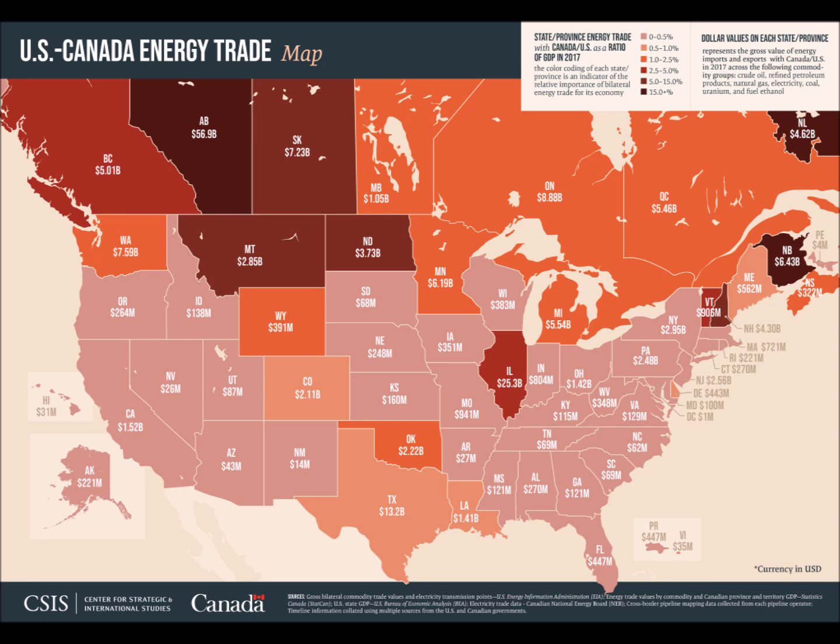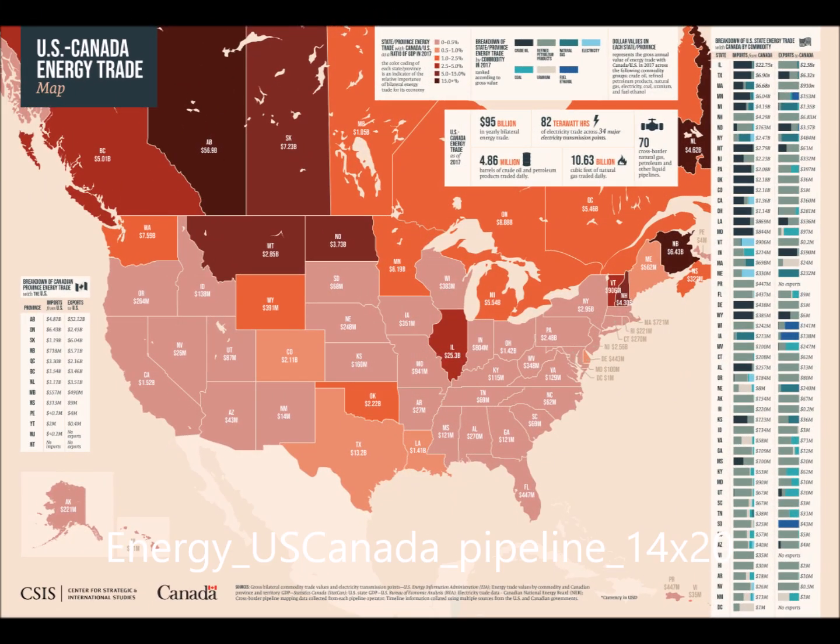A text box explains that the dollar values include a range of energy commodities, such as crude oil, refined petroleum products, natural gas, electricity, coal, uranium, and fuel ethanol. It offers a comprehensive overview of the US-Canada energy trade, combining economic, geographic, and quantitative data. The central map visually represents the percentage of each state or province's GDP that is attributed to energy trade with the other country, using a color gradient to highlight areas of high economic dependence.